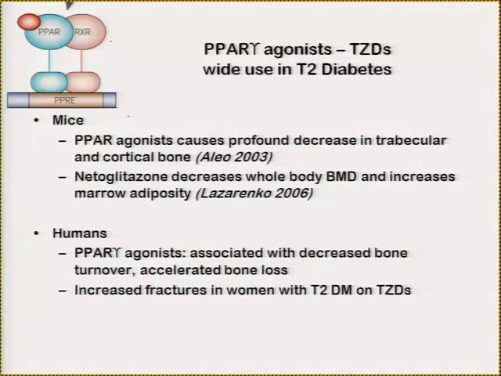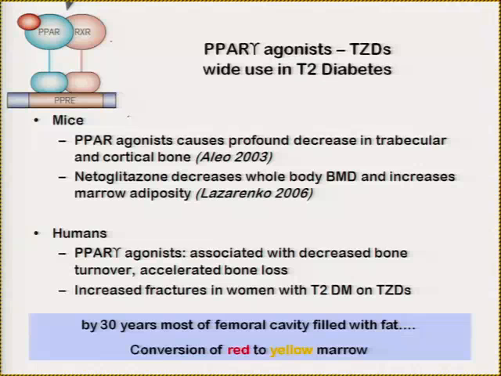So we started to worry that maybe these TZDs that were in wide use were going to cause clinical problems in diabetics. And indeed, they are associated with decreased bone turnover and accelerated bone loss. And there are increased fractures in women with type 2 diabetes who are on TZDs. So if we step back from that, what are we really talking about here?